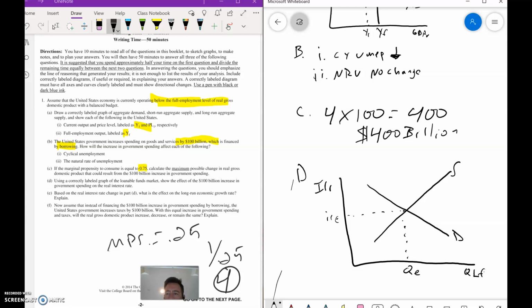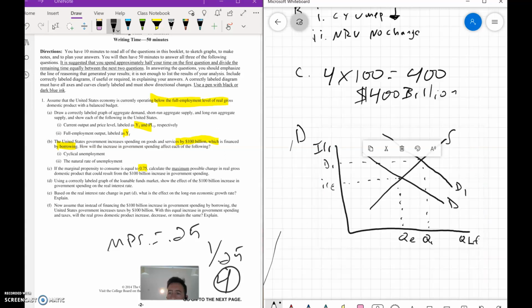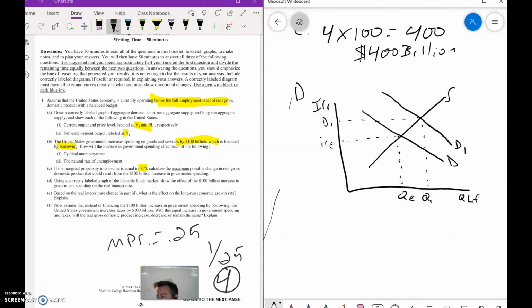So we know if the government is borrowing more money to spend, we know that the demand for loanable funds is going to increase. We have Q1 and D1 right there. So that shows graphically what happens there. I made another mistake. That should be IR1. That's why you always double check. Shows that real interest rates increase.